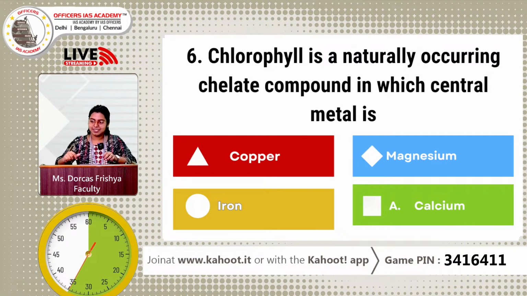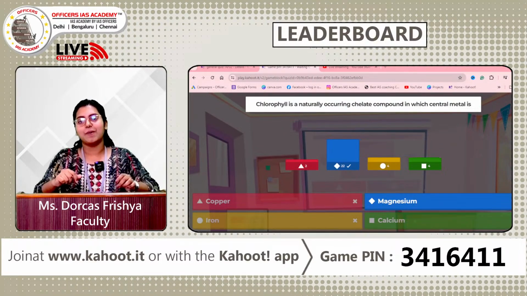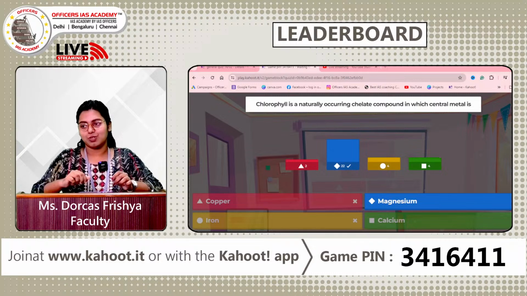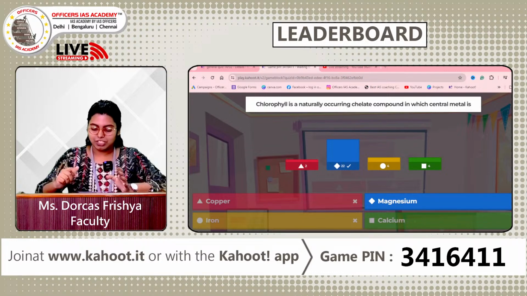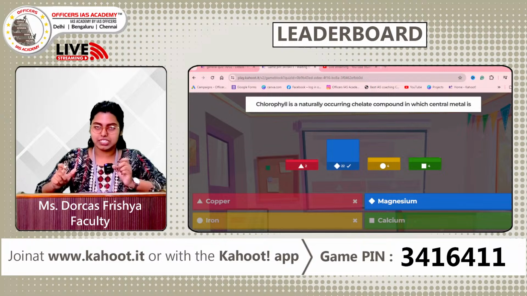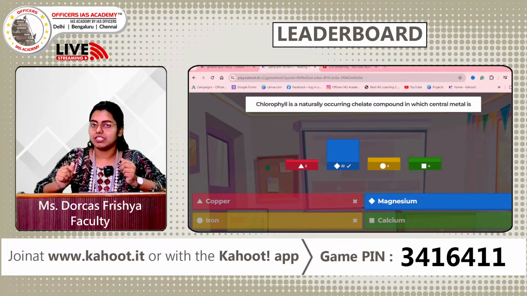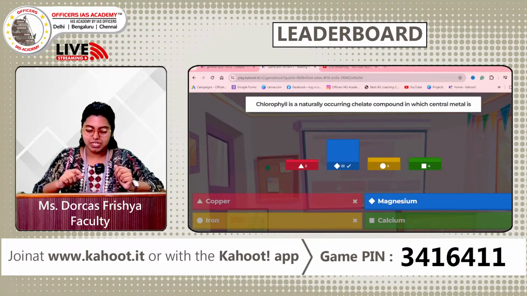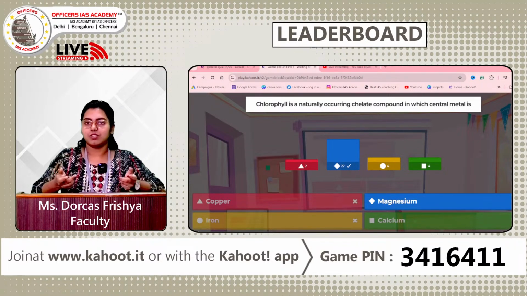And there goes your correct answer on your screen. Yes, so the correct answer is color code blue, that is magnesium. So actually it is magnesium. The central metal is magnesium. When you look at chlorophyll, it is a combination of two things. First understand the meaning of the word chelate. What does that mean? Something which is organic being bonded with a metal atom is known as a chelate.